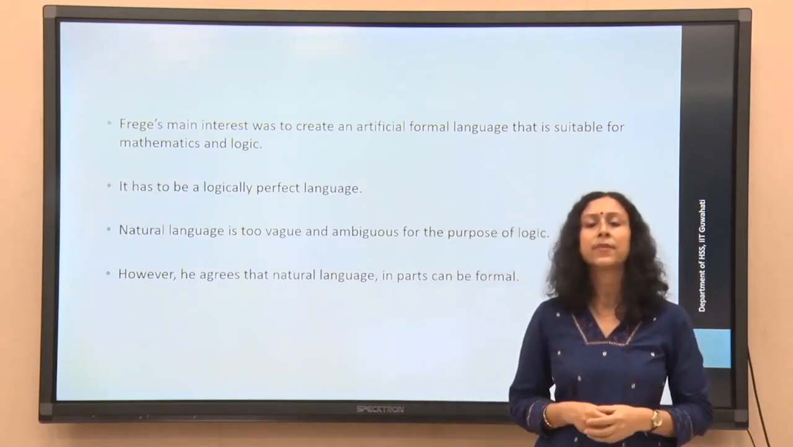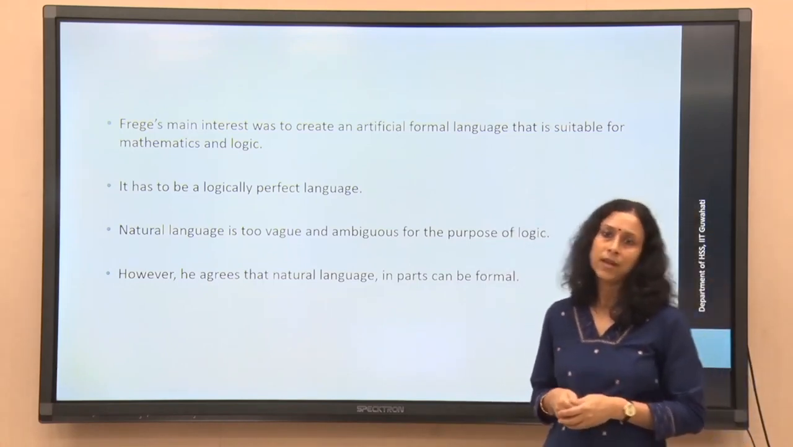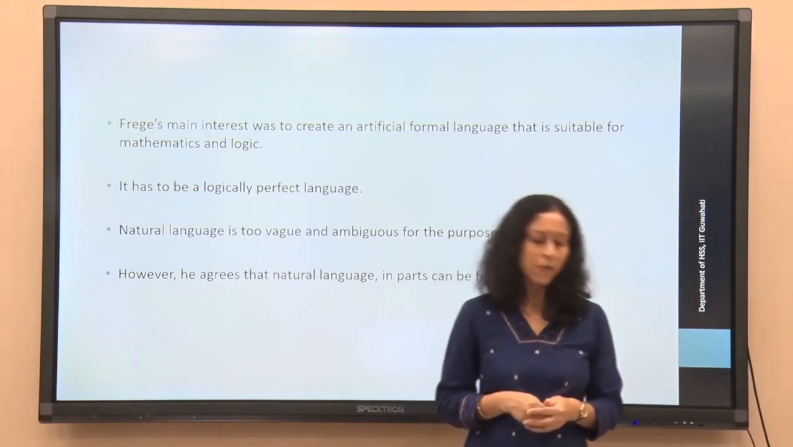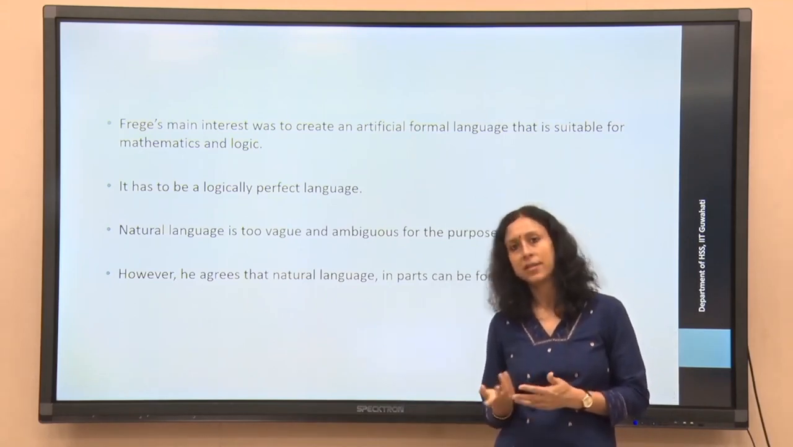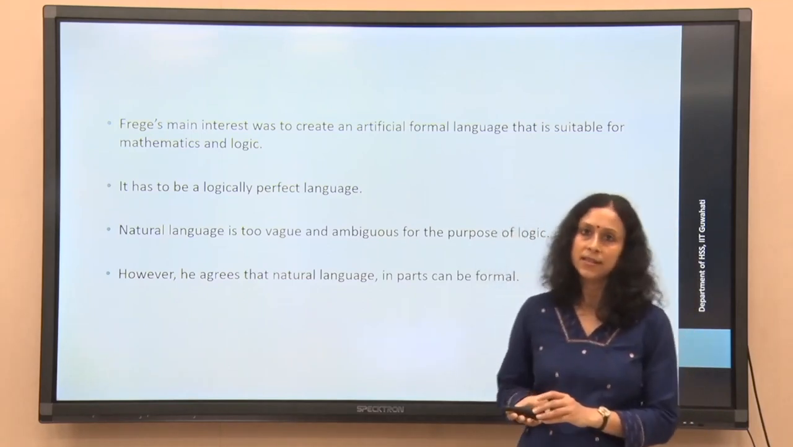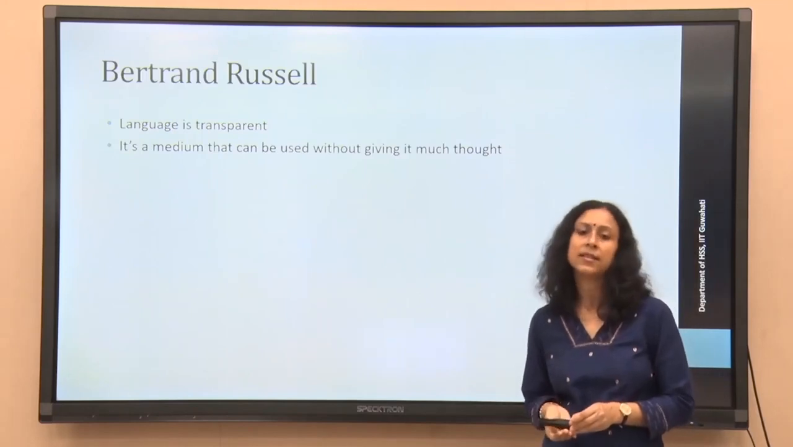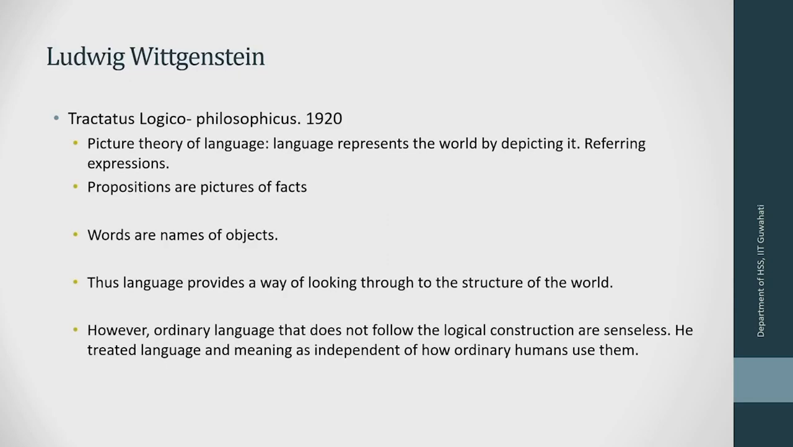Natural language, as far as Frege is concerned, is too vague and ambiguous, in fact, for the purpose of logic. However, he agrees that some aspects of natural language, probably in parts, can be said to be logical as well, but largely it is not. Russell, on the other hand, has taken a stronger position, and he says that language is transparent. It is just a medium that can be used without giving it much thought.